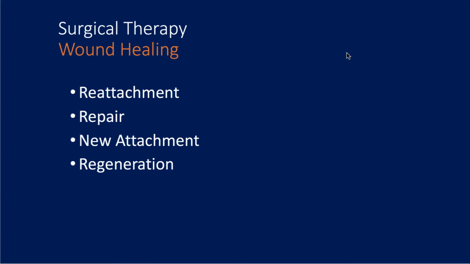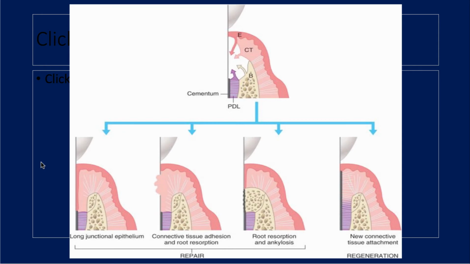Our third objective is to promote wound healing. Wound healing can take on 4 different aspects. It could be either reattachment, repair, new attachment, or regeneration. The diagram that you see at the top shows the 4 different types of tissue compartments that can populate a wound. You can see we have epithelium, connective tissue, bone, and the periodontal ligament.